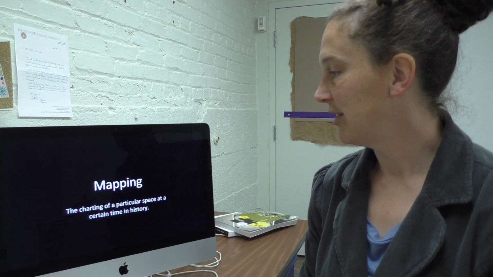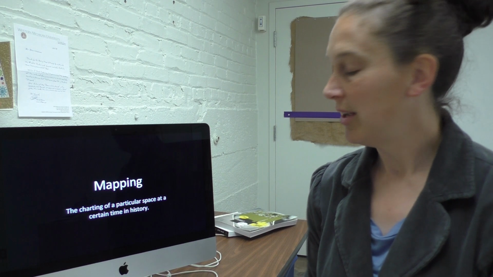So mapping is the charting of a particular space at a certain time in history. A lot of times we look at maps and we think that's just how the world exists, unless you're looking at a map that you specifically understand as a historical map. Usually you just think of it as a fixed thing, but it's actually not. It's always in flux. The things that are charted on that map are not always true, right? And we're going to talk about how that is the case in a couple of maps that I'll show. So I just wanted to make that note to start off with.